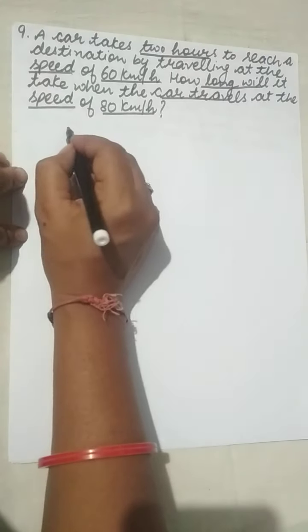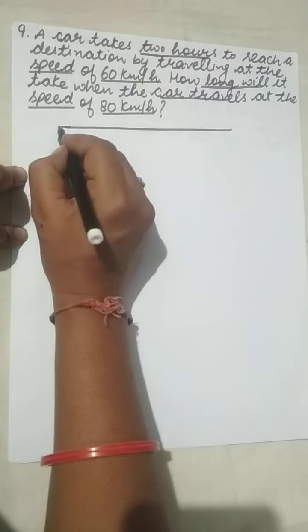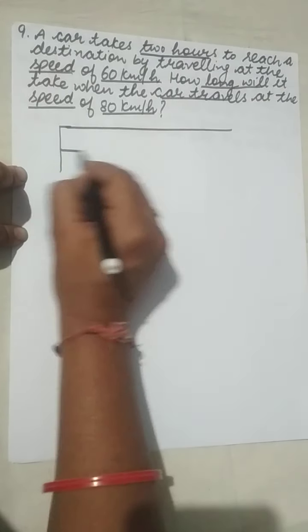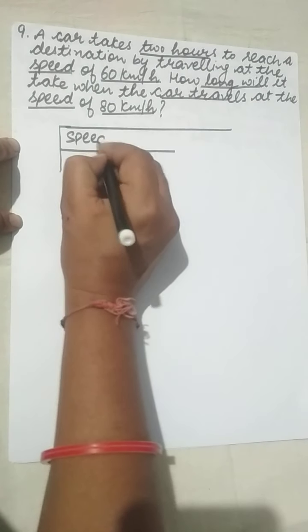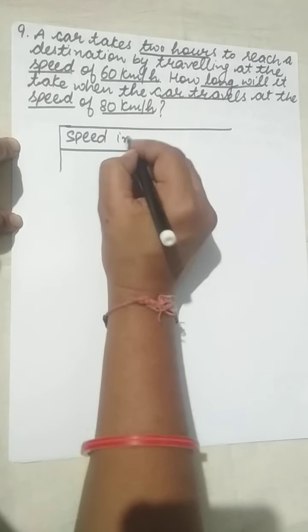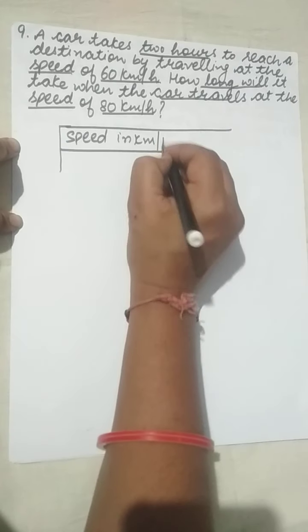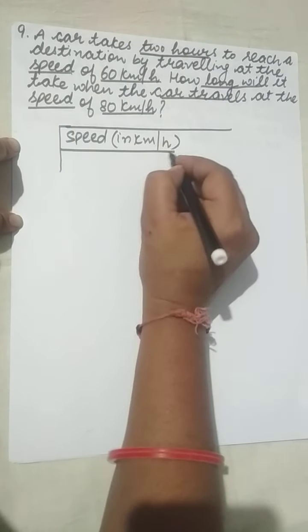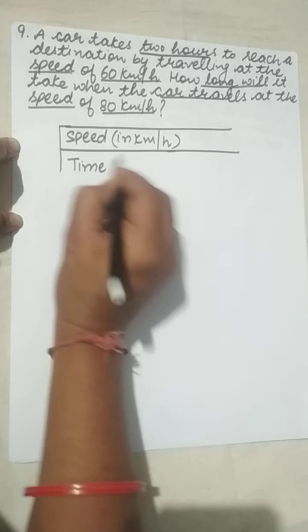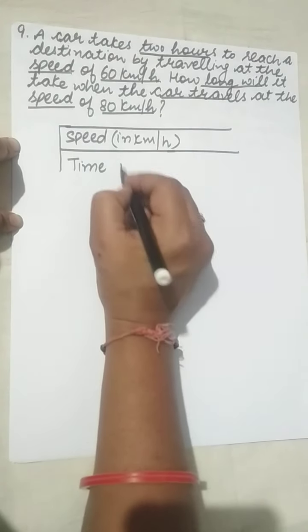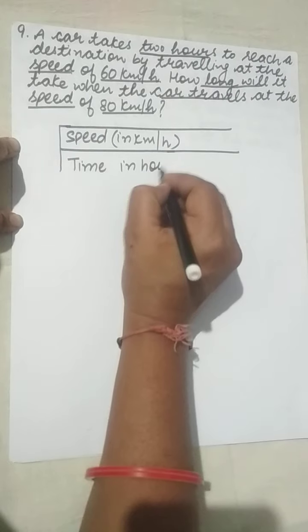So, one is the speed of the car and the second one is the time taken by it. So, speed of car is in kilometer per hour and the time is in hours.